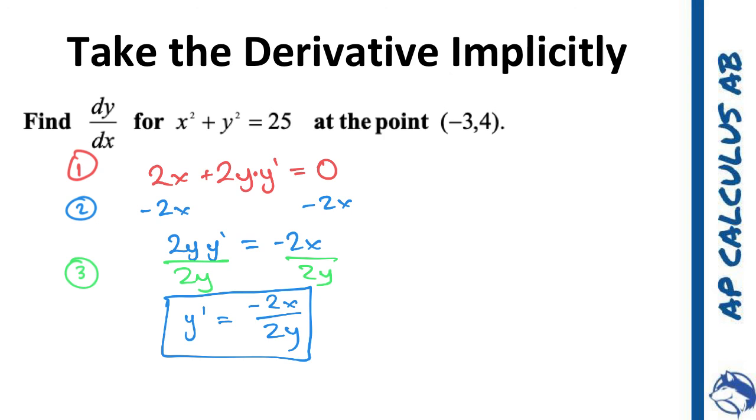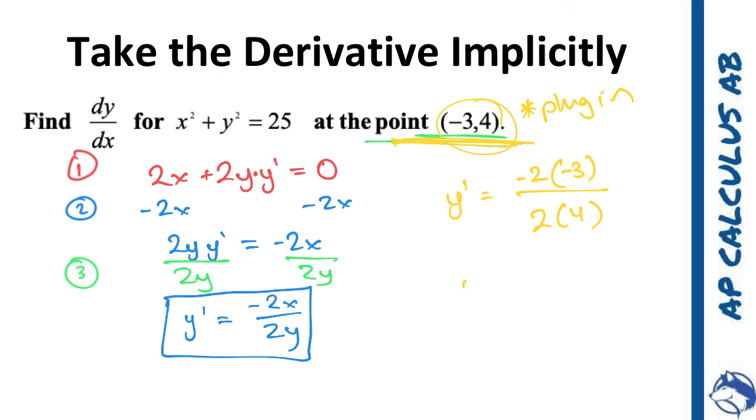What this means is that now the derivative is dependent on both x and y. So when they ask us to find the derivative at this point, I'm just going to plug this in. I get y prime equals negative 2 times negative 3, over 2 times 4. So my y prime is going to be equal to 6 over 8, which we can reduce to 3 over 4. And so what that means is that at that point along that circle, our derivative, or our slope, is going to be 3 over 4.